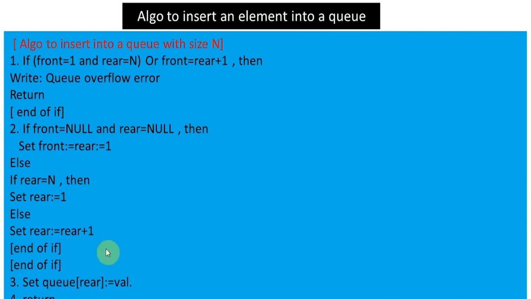Because we have taken care of assigning the value to rear, now we are ready to insert the value into our queue. Queue is the array which is representing our queue. So set queue[rear] := val. Val is nothing else but the new value to be assigned to the queue at the rear.